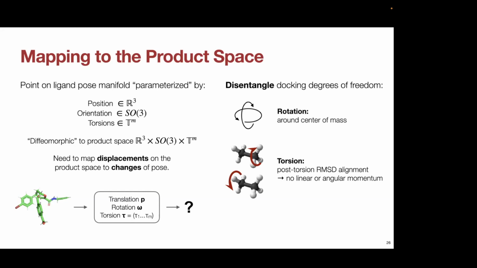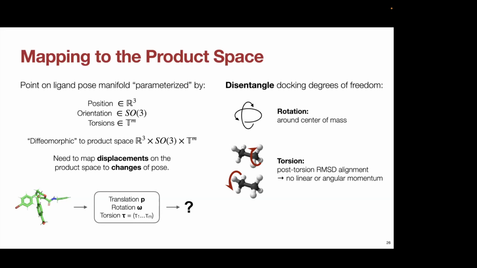Now, typically one understands that when I say rotation, I mean around the center of mass. And this disentangles the rotational degree of freedom from the translational one by making their infinitesimal actions orthogonal. With torsions, there's actually a similar ambiguity, because if I ask you to apply a torsion, you can rotate one side of the molecule or the other side of the molecule or both. So what do you actually do?